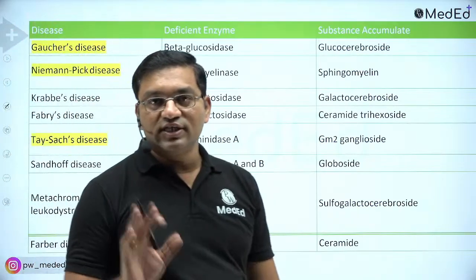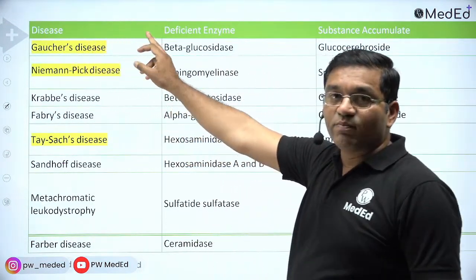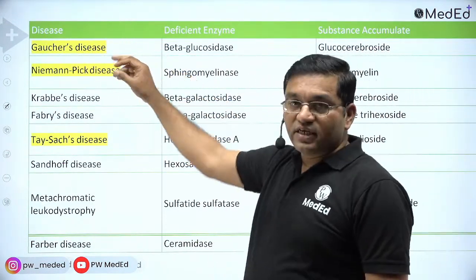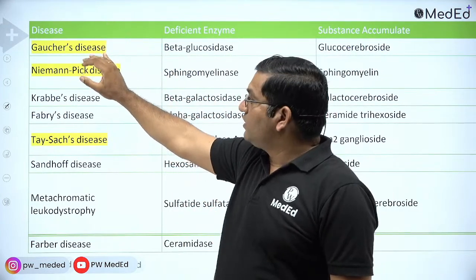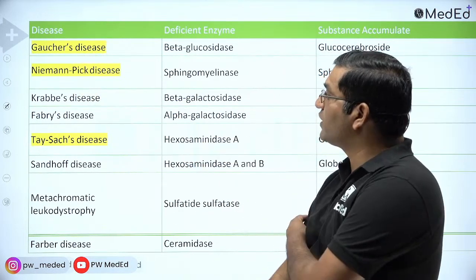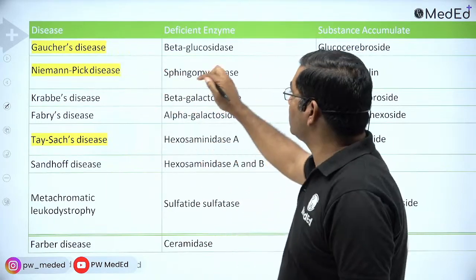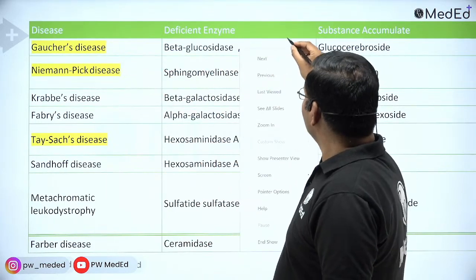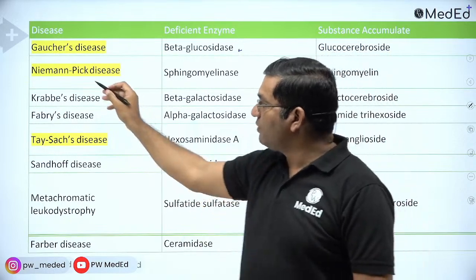Which of these are to be kept in mind? This is Gaucher's. It is the most common. It affects the bone, liver, and spleen. There is hepatosplenomegaly, there is no cherry red spot, and it affects the bone. So avascular necrosis, osteoporosis, frequent fractures of the bone, and the wrinkled or crumpled tissue paper appearance. Beta glucosidase is defective, and glucocerebroside accumulates.